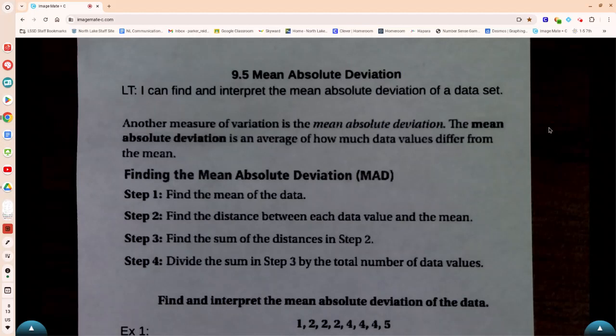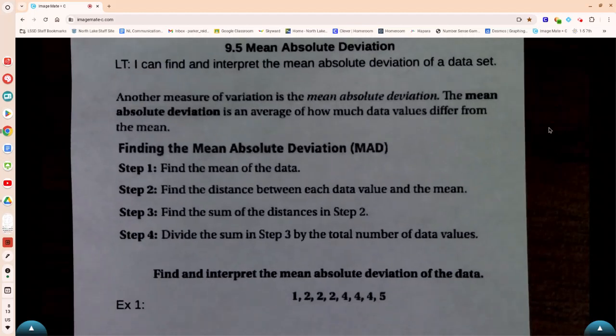So this is 9.5, and it's about something called mean absolute deviation. Could I have a volunteer read our learning target where it says LT? Grayson?